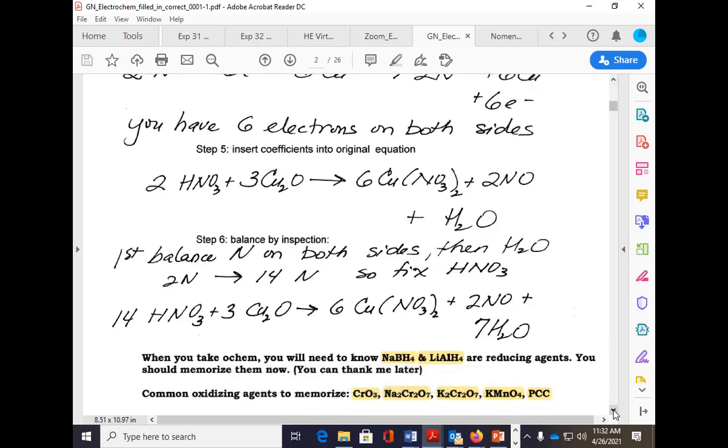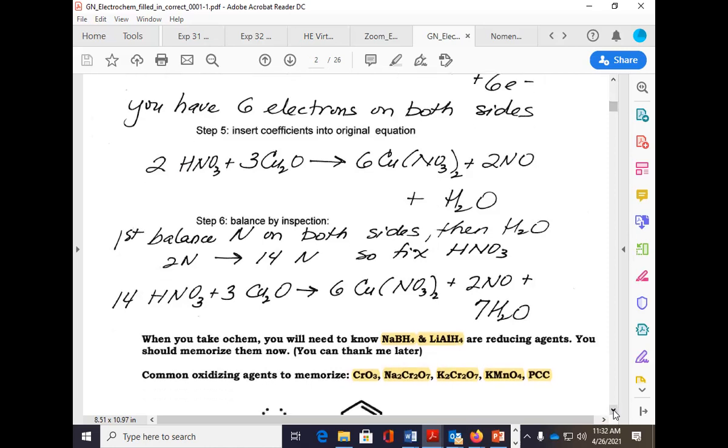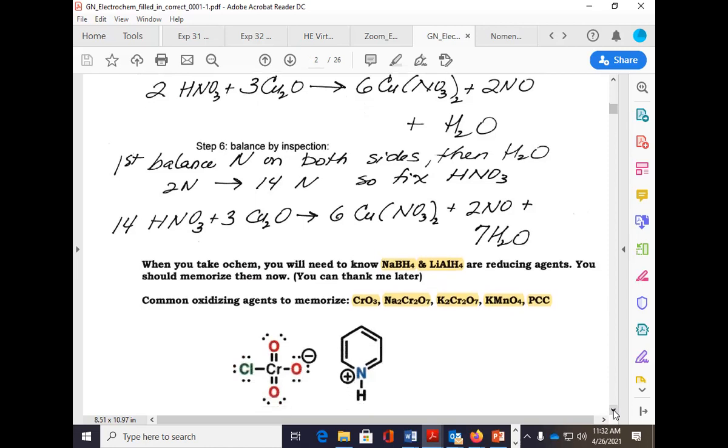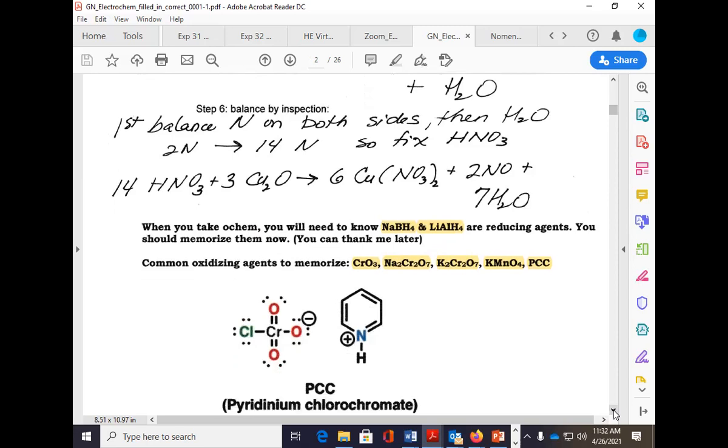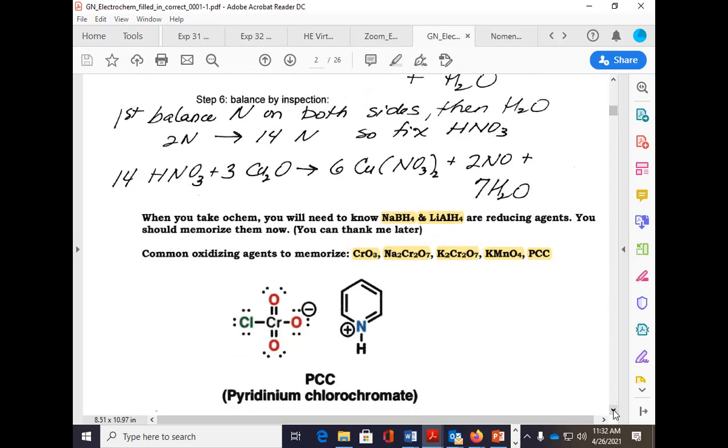Okay, and then might as well go ahead and memorize these. It doesn't hurt to memorize these for this class. These are common oxidizing agents. Looks like chromium 6 oxide, sodium dichromate, potassium dichromate, potassium permanganate, and this molecule, which you will not have to draw or anything, but this is the PCC. And organic chemists love to abbreviate. You will get used to it. So this is pyridinium chlorochromate, also known as PCC. Let's go ahead and memorize those, and then spring 22, you'll thank me.